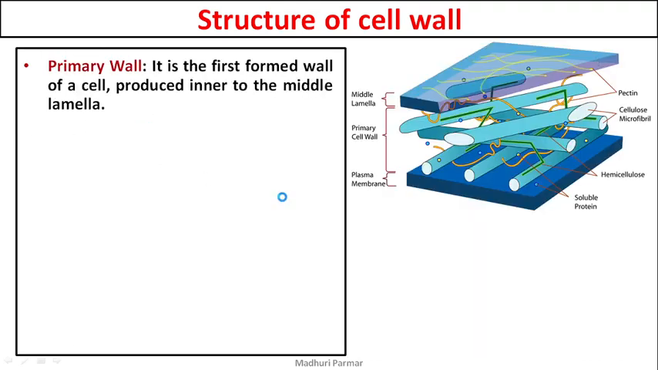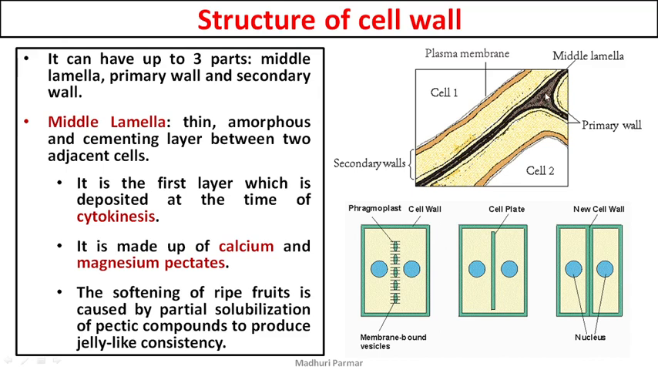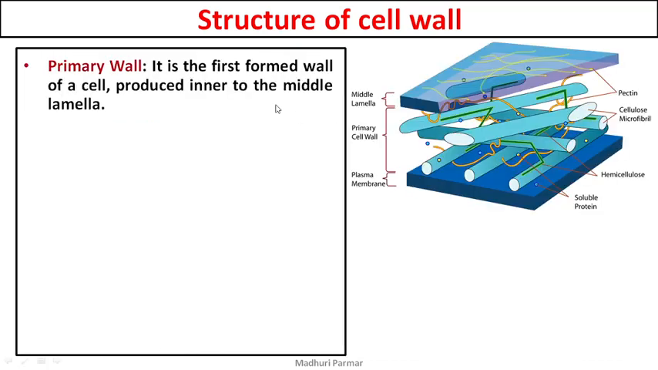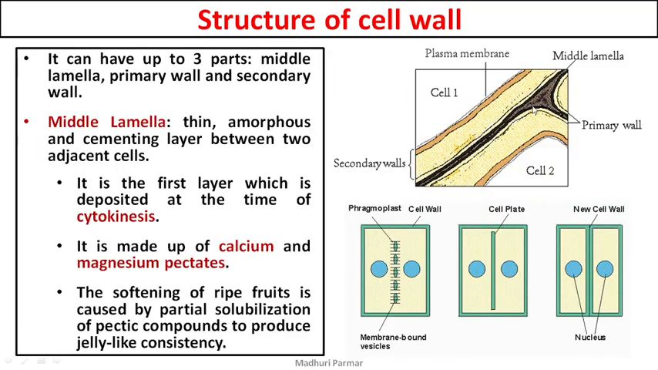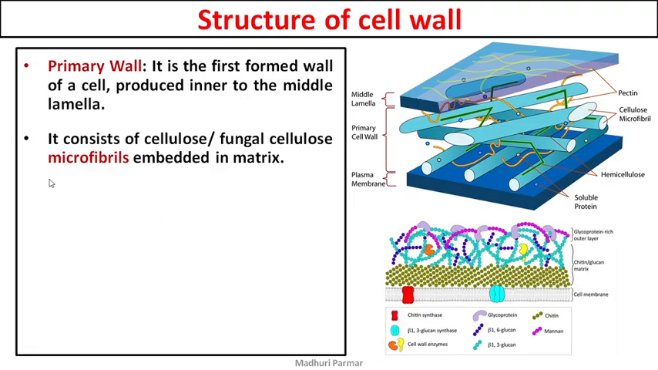Then comes the primary wall. Around this calcium pectate or magnesium pectate middle lamella, the next layer you see is again secreted by the cell itself. Cell 1 will secrete its own primary cell wall. Cell 2 will secrete its own primary cell wall. It is the first formed wall of a cell, produced on the inner side of the middle lamella. It consists of cellulose or fungal cellulose microfibers embedded in a matrix.